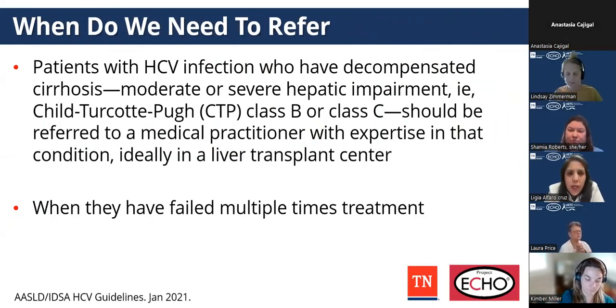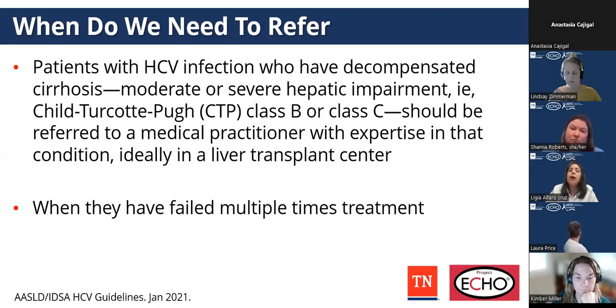So this is when it becomes important: when do we need to refer? We talked about definitely not delaying treatment, and that's one of the main goals. We don't want to delay treatment, but we also need to be aware of when we need to refer that patient. Any patient that has Hep C with decompensated cirrhosis and moderate or severe hepatic impairment, and we'll talk about the Child-Turcotte-Pugh class, if they're class B or class C, they need to be referred.